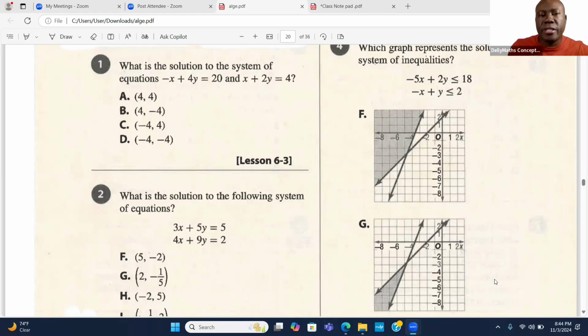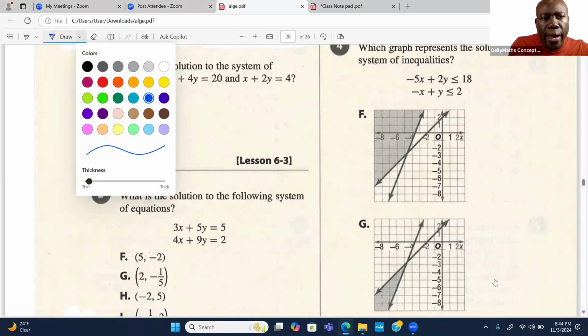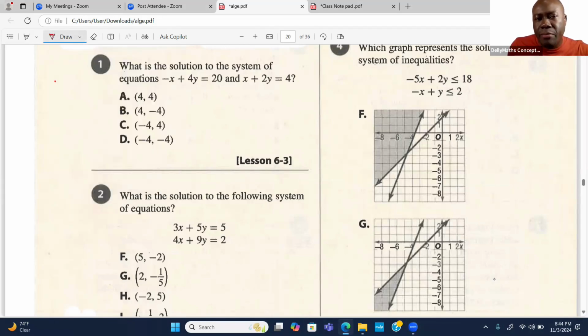All right, let's take a look at the first question here. So the first question says, what is the solution of the systems of equations? So we have negative x plus 4y equals 20, x plus 2y equals 4. So let's put them right here.